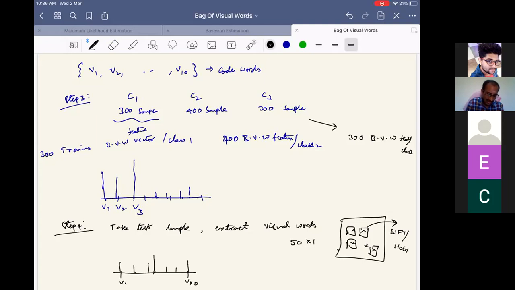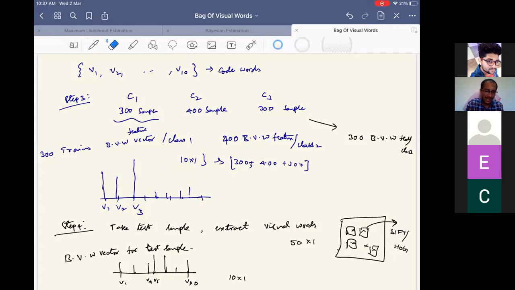So we have constructed a histogram. What are we calling this? The bag of visual words vector for the test sample. So this is of what dimension? 10 cross 1. Each of the bag of visual words feature vectors in class 1, class 2, class 3 are also 10 cross 1. How many such vectors in total? 300 for class 1, 400 for class 2, and 300 for class 3.